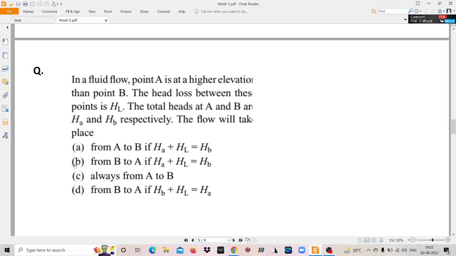Yes, sir. So the correct option is point B. And let us see the last option, B to A. So if it is from B to A, then HB should be equal to HL plus HA. But here HB plus HL equal to HA means that HA is higher. So this condition is from A to B. So option D is also incorrect. Clear? Yes, sir. Okay. Fine.